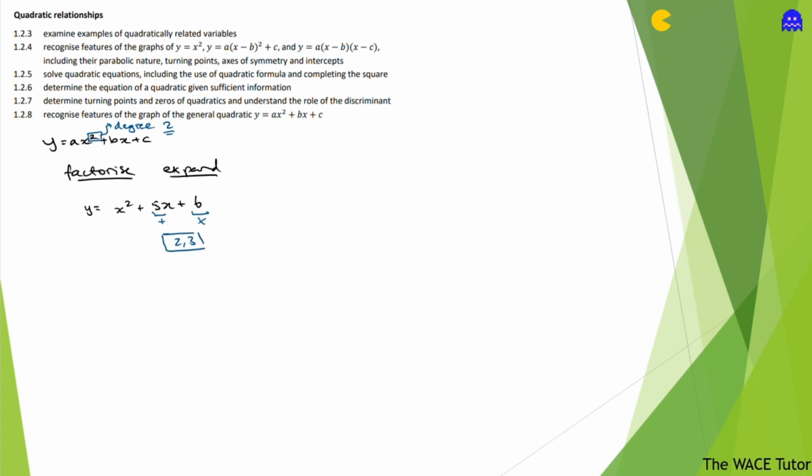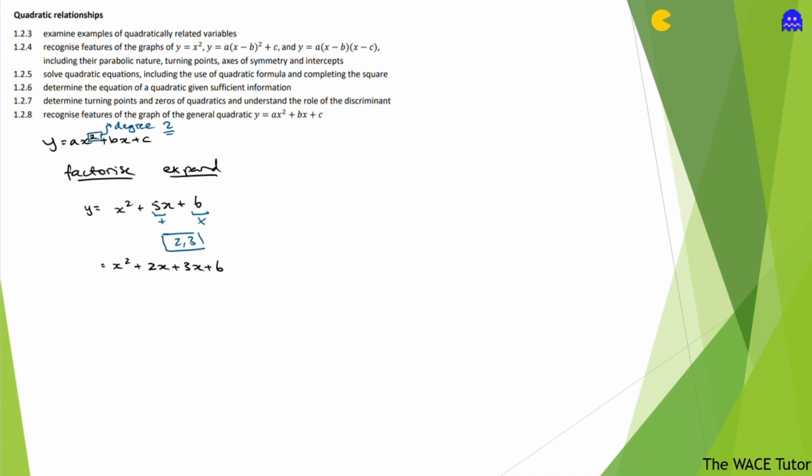This is something that comes with practice. It becomes easier and easier to see as time goes on. Now the next thing we want to do is split up this coefficient as the sum of those two numbers. So we have y equals x squared plus 2x plus 3x plus 6. And this is where we do our first factorization.